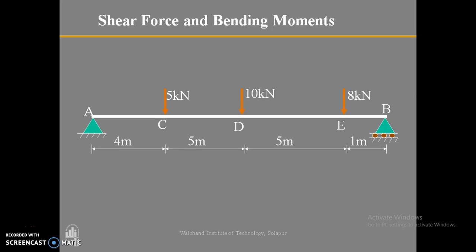For understanding purposes, let us consider one simply supported beam as shown in the figure. One end is a hinge and the other is a roller support, subjected to 3-point loads. The distances between the loads are given here. To find the shear force and bending moment, first of all we need to determine the reactions of the beam by considering the simple static equilibrium conditions. So the reactions are determined here as 8.2 kilonewton for Ra and Rb is 14.8 kilonewton.